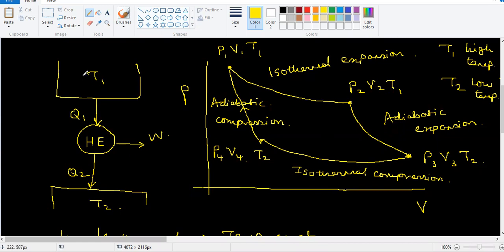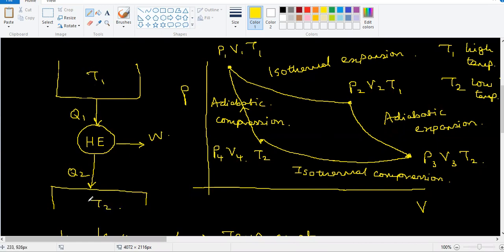So in the petrol engine, this T1 is determined by the petrol or diesel, or some other methane or whatever gas you use. Depending upon that, T1 will be determined, whether you have 1000 degrees Celsius or 2000 degrees Celsius or 3000 degrees Celsius, is determined by the fuel.